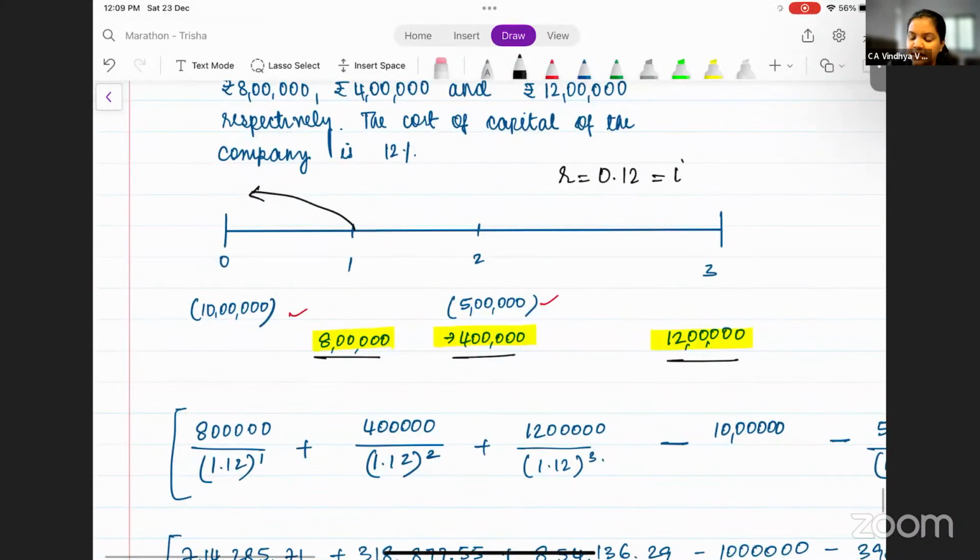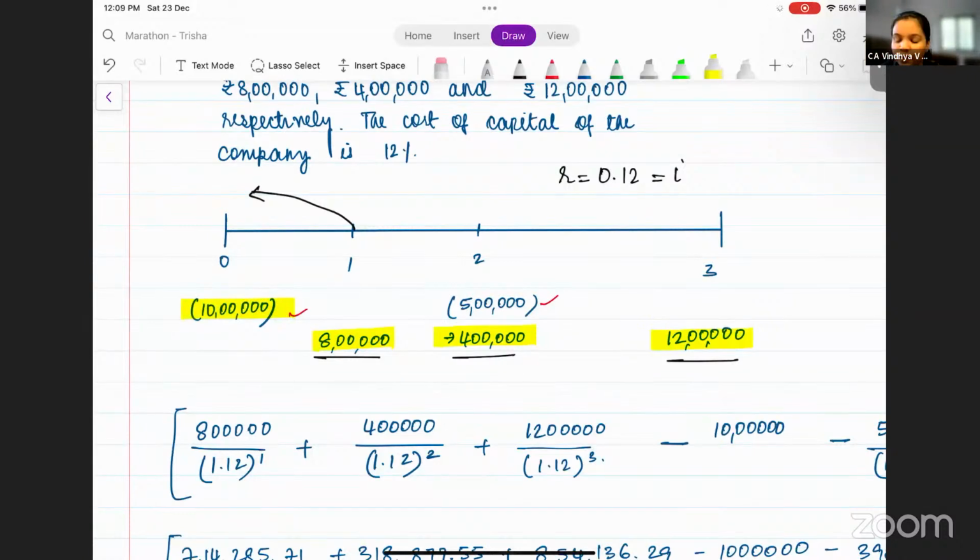Now, see here. The first inflow is 8 lakhs. So 8 lakh divided by 1.12 to the power 1. Next inflow is 4 lakhs, that is at year 2. So 4 lakh divided by 1.12 to the power 2. And next inflow is 12 lakhs. So 12 lakhs divided by 1.12 to the power 3. Now next, outflow minus 10 lakhs. Why do you do minus 10 lakhs and not divided by anything? Because 10 lakhs is at year 0. That means it is already at its present value.